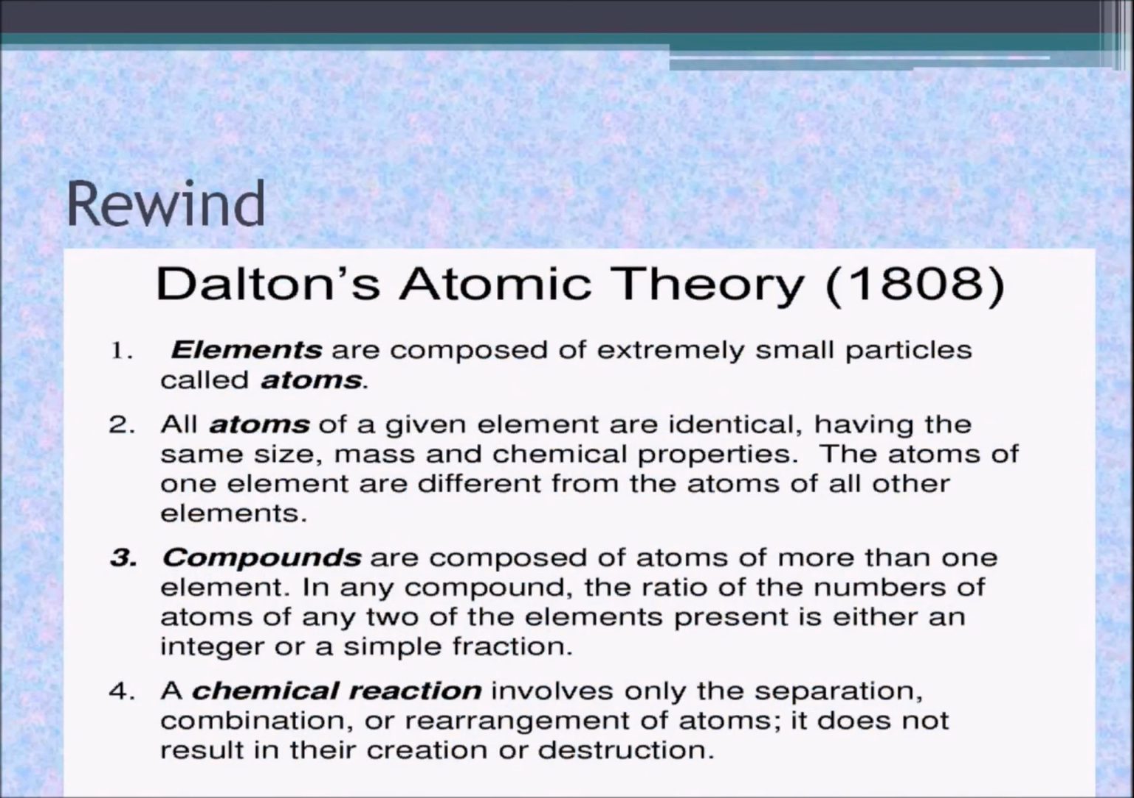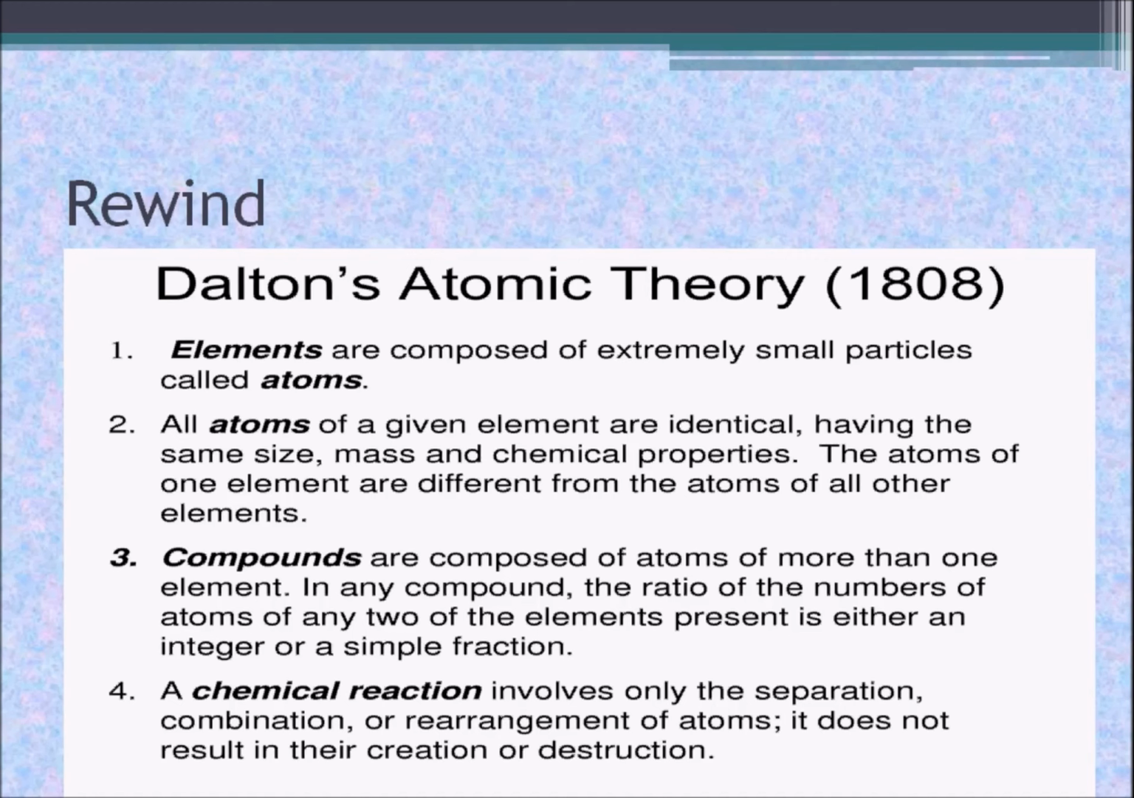We studied Dalton atomic theory, in which it says that elements are composed of extremely small particles called atoms. All atoms of a given element are identical, having the same size, mass, and chemical properties. The atoms of one element are different from the atoms of all other elements. If we talk about compounds, compounds are composed of atoms of more than one element. In any compound, the ratio of the number of atoms of any two of the elements present is either an integer or a simple fraction.